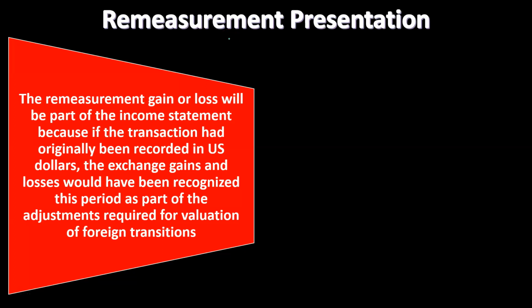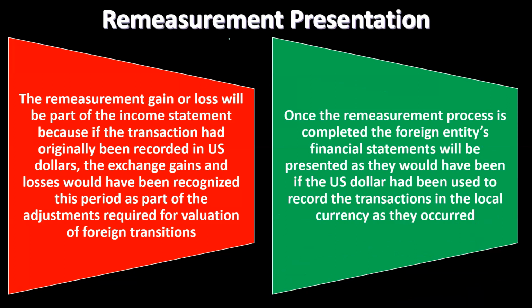So remember, your mindset for remeasurement is that they did their books in the foreign currency, but the functional currency is the US dollar, therefore we should record their books as if they were recording them in the US dollar, which would have resulted in gains or losses due to the translations when they were conducting transactions in foreign currencies that they were then going to measure in the US dollar. Once the remeasurement process is complete, the foreign entity's financial statements will be presented as they would have been if the US dollar had been used to record the transactions in the local currency as they occurred. So once again, that's kind of like the objective.